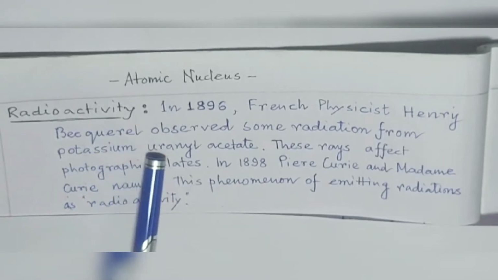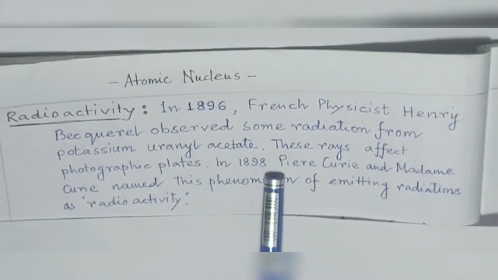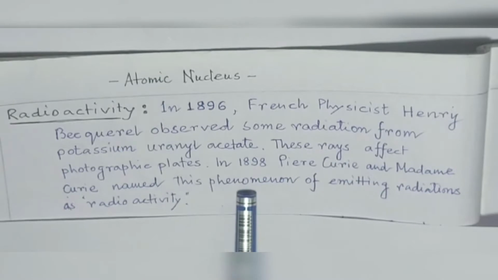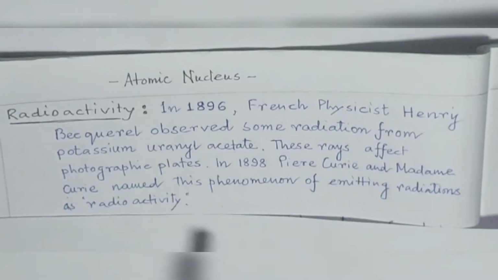At first, in 1896, French physicist Henri Becquerel observed some radiation from potassium uranyl acetate. These rays affect photographic plates. In 1898, Pierre Curie and Madame Curie named this phenomenon of emitting radiations as radioactivity.